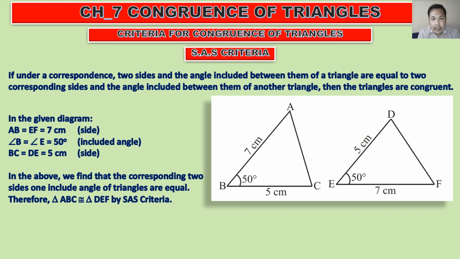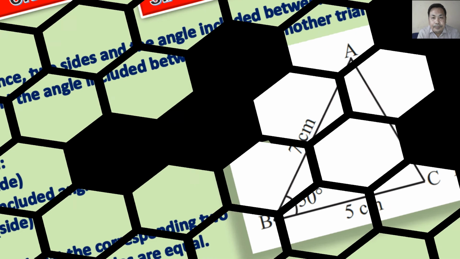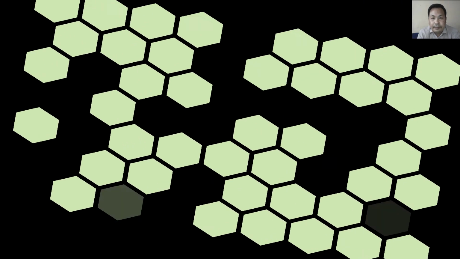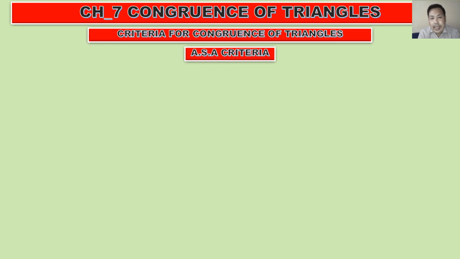Now we have another criteria. So let us go to the next criteria. The next criteria is ASA criteria, the ASA congruency criteria. Here you can understand that A stands for angle and S stands for side, and the other A also stands for angle.